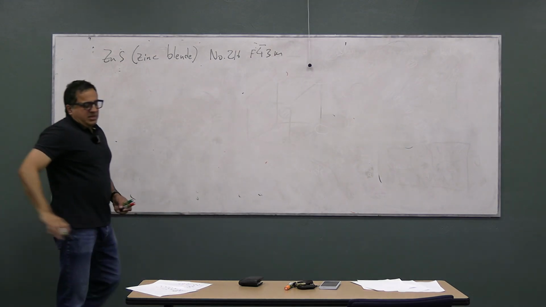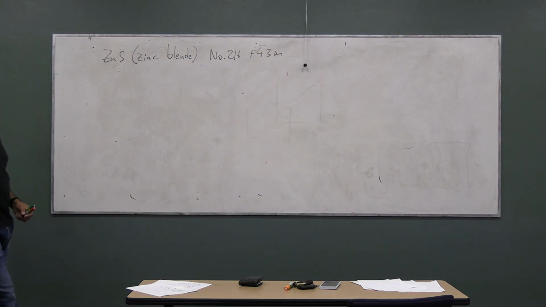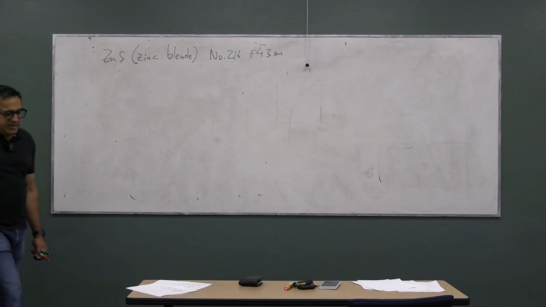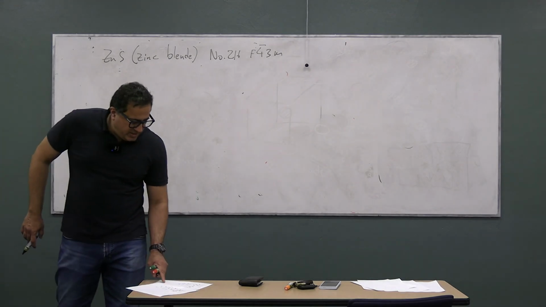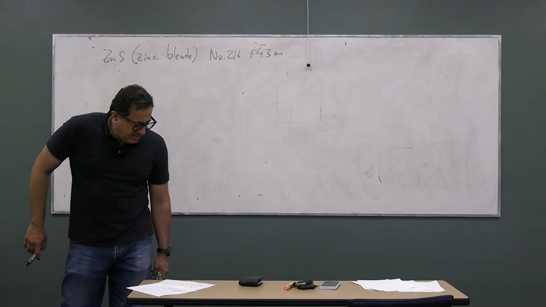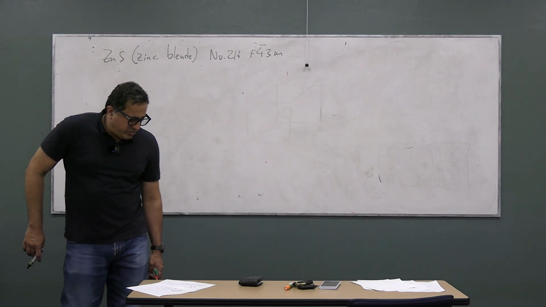Again, it's cubic. It's F-4 3 2/m, I believe. So 4 bar, you may remember, is a 4-fold axis, a rotation by 90 degrees and an inversion. And the cell is again a cubic space group. The cell parameter is 5.41 angstroms.